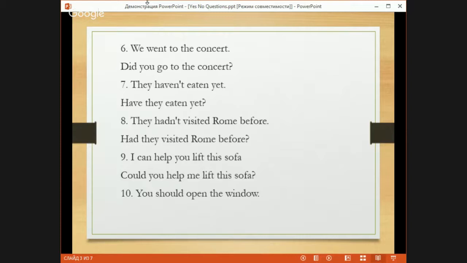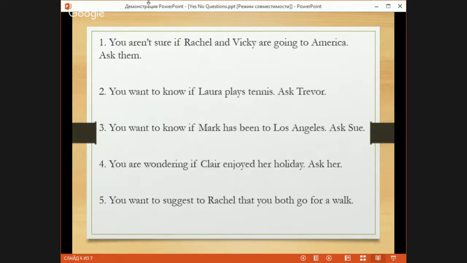You should open the window. This is modal verb should, so we put it at the beginning. Should I open the window? Let's look at the next task. We have here a situation, and from this situation we have to create a question. Please read the situations, and after that we will look at the answers.